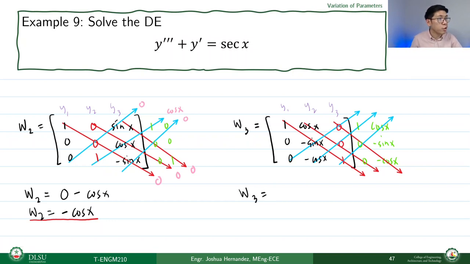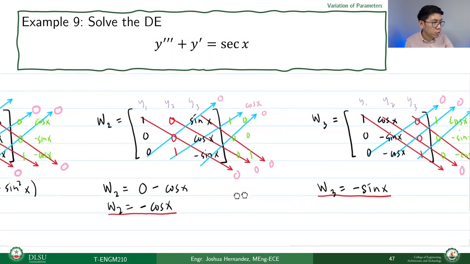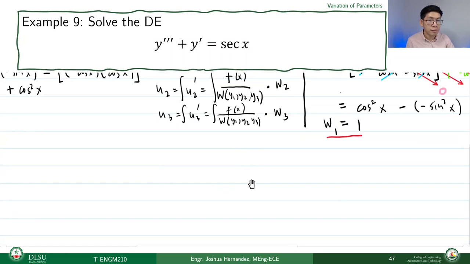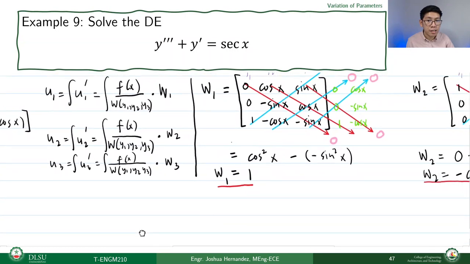W3, we identify kung ano yung mga may zero para mas madali natin silang makita. No? And we'll have itong mga pababa. Ito, magkakaroon ako ng negative sine x dito. Negative sine x. And then ito, 0 to. Ito, 0 din to. Ito, 0 din. And then ito, 0 din. And then ito, 0 din. Yan. So therefore, W3 is equal to negative sine x. Okay? Negative sine x. Ayan. So nakompleto na natin yung W1, W2, and W3. Ready na tayo para i-substitute yung mga yan para ma-solve natin yung U1, U2, and U3. Okay? So let's go ahead and do that.